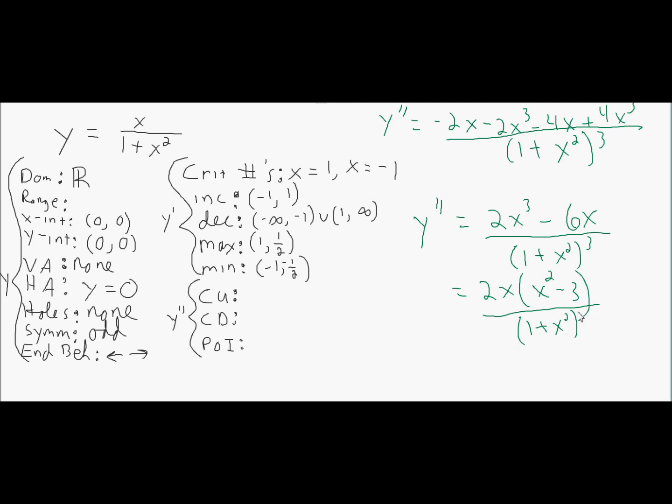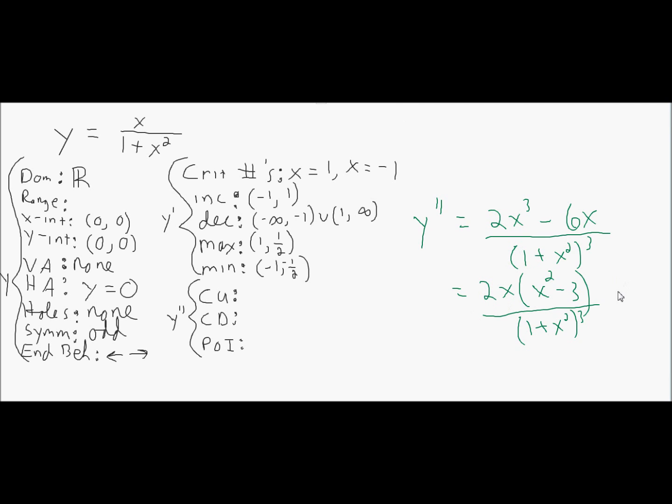Again, don't multiply this out. We want it to be factored. So we want to know where that thing is 0 and undefined, because we're going to make a number line and test all the intervals for the concavity. Get out of here, dummy.